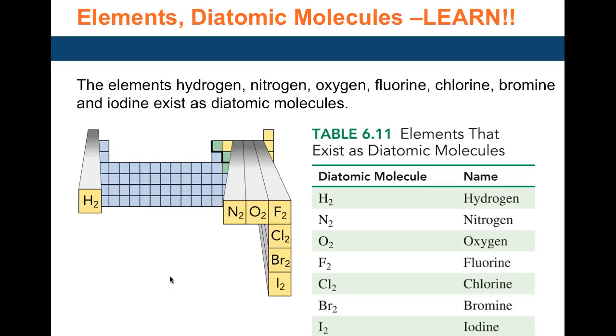All right, so there are 7 elements that exist as diatomic molecules. You must learn this. If you have to find a way to memorize, then do so. This will not be provided for you in an exam. Those 7 are hydrogen, nitrogen, oxygen, and the halogens: fluorine, chlorine, bromine, and iodine. So these are the 7 diatomic molecules, but they are considered to be elements and not compounds.